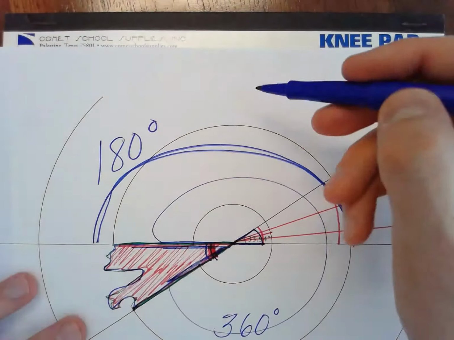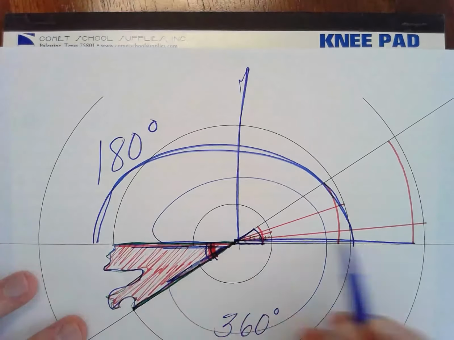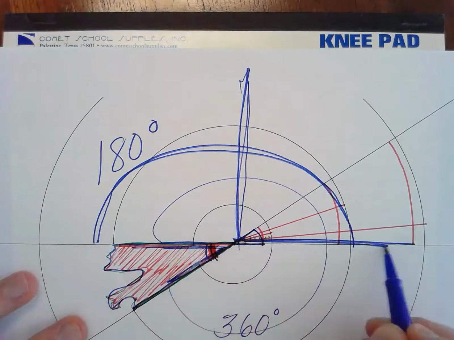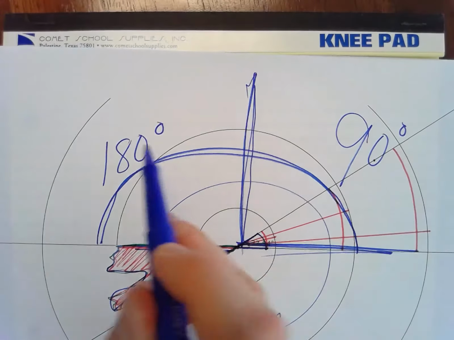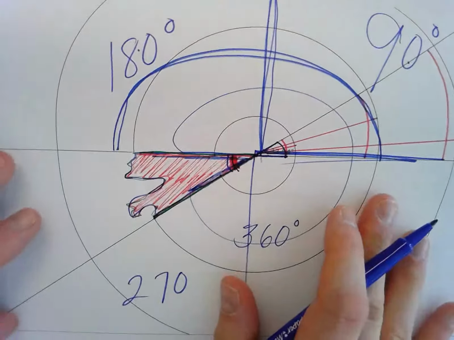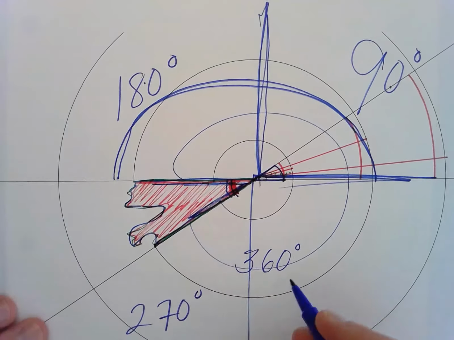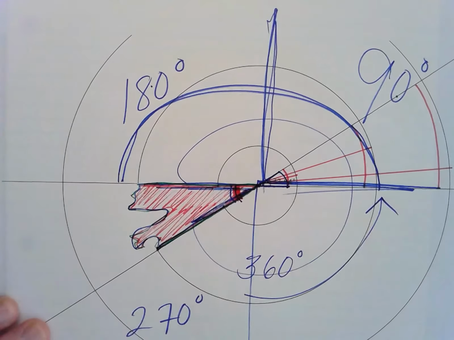Okay? And then if you split that in half and you just did a quarter of it here and looked at that, well, everybody knows that is 90 degrees. So 90, 180, down here would be 270, and then finally 360 all the way back around. Okay? Alright, just a little review on angles.